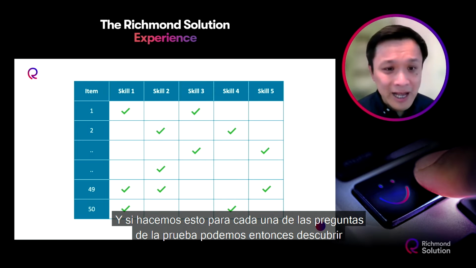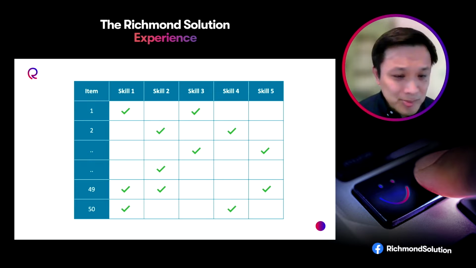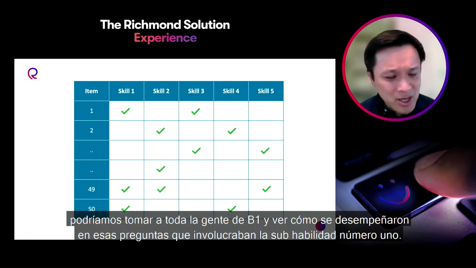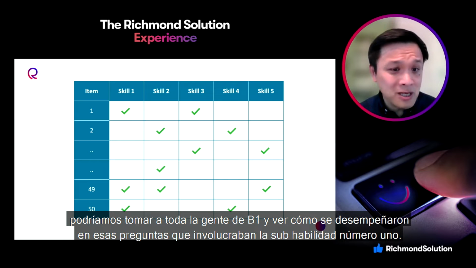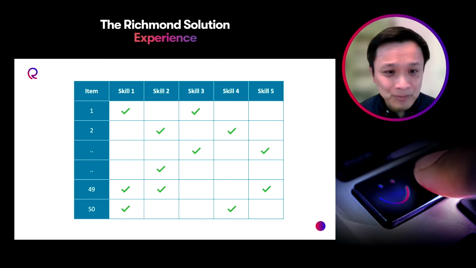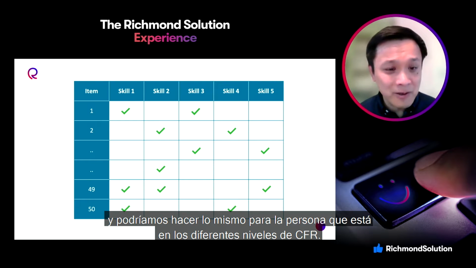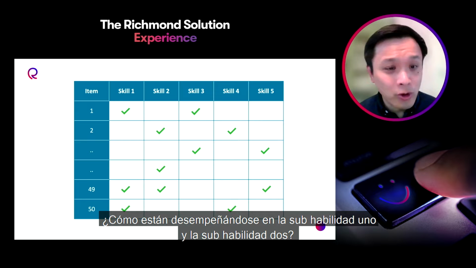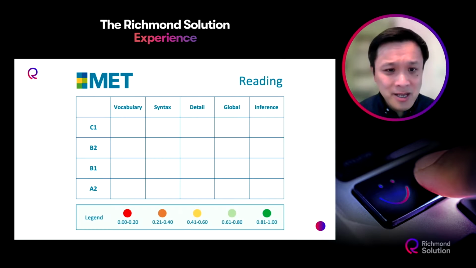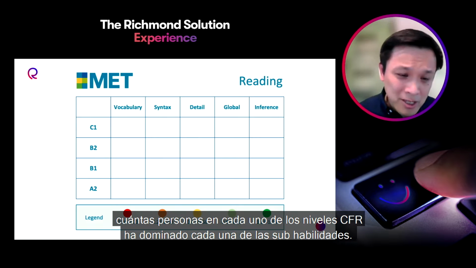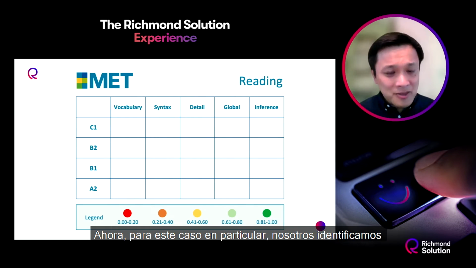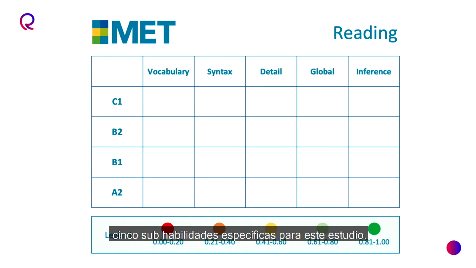Now, if you do this for every single item on the test, you can then figure out, well, if somebody is at B1, let's say, we'll take a look at all the B1 people and see how did they perform on the items that involve subskill number 1? How did they perform on the items involved in subskill number 2? And you can do the same thing for the person at a different CEFR level. The person at B2, how did they perform on subskill 1? How did they perform on subskill 2? Now, if you do this process, you'll be able to figure out, for example, how much people at each CEFR level have mastered each of the subskills. Now, in this particular case, we identified 5 particular subskills for the study.